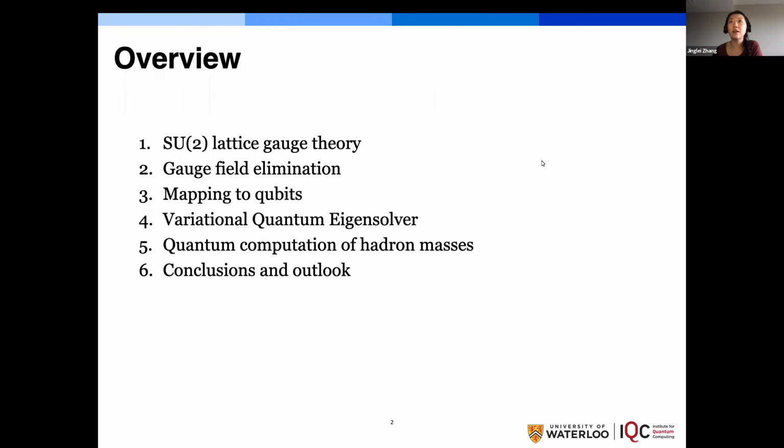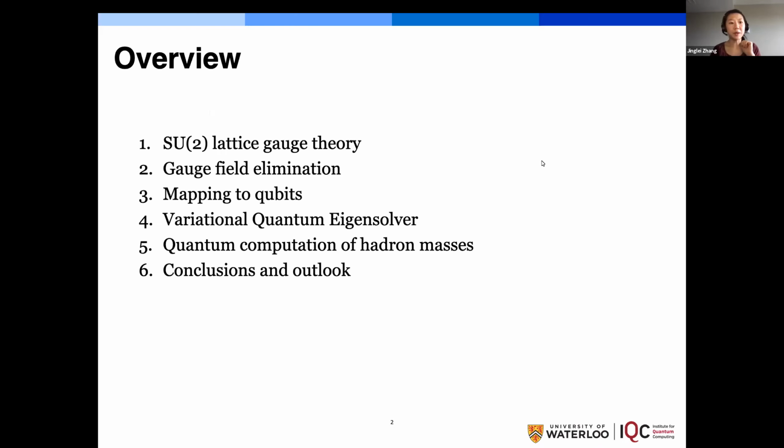So the outline of my talk goes as follows. I will, of course, first introduce SU2 lattice gauge theory. I will just tell you what the fundamental elements are. And then, because we wanted to really simulate it, I will talk you through the various steps that we took in order to make it accessible to the current hardware that we have available. So I will tell you about the gauge field elimination, how we map the model onto qubits.